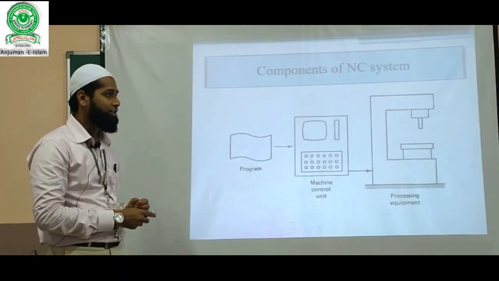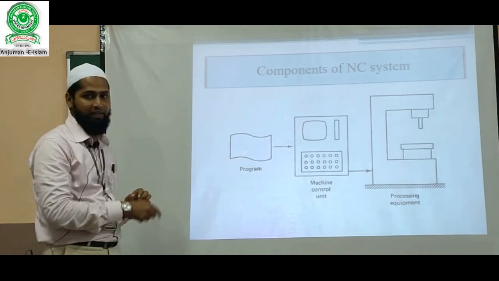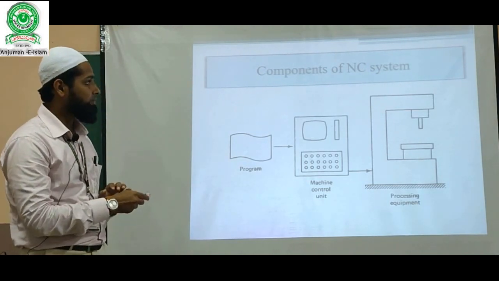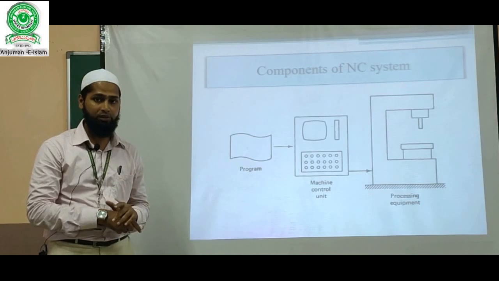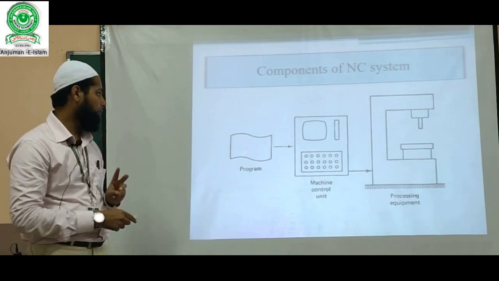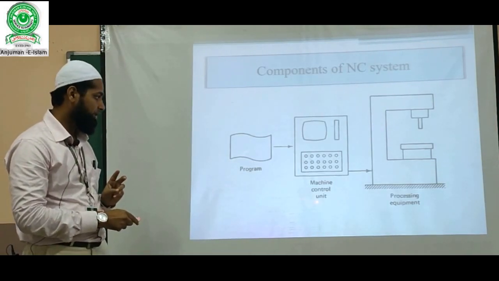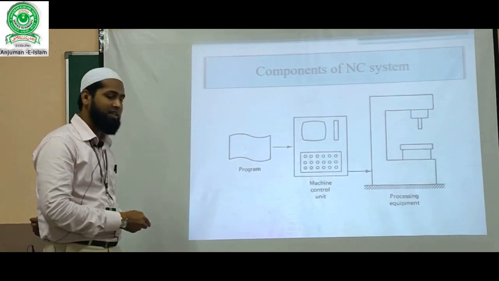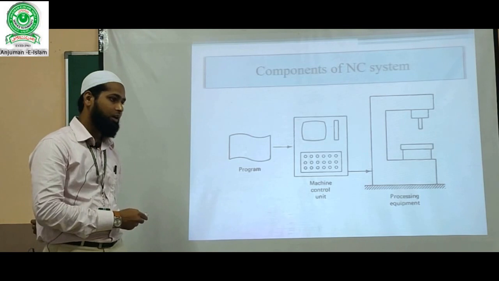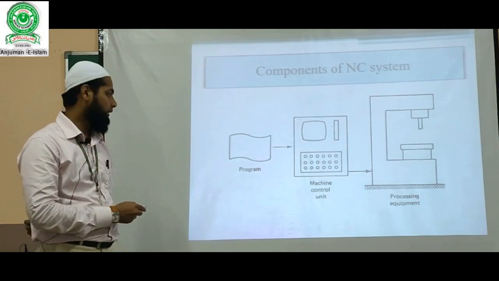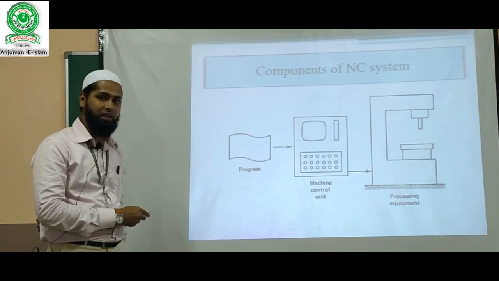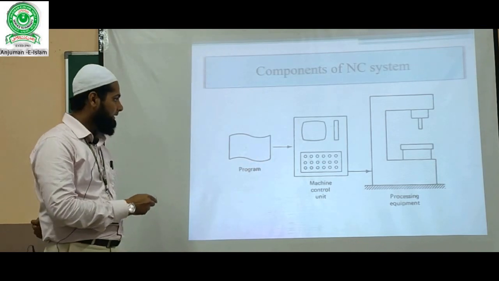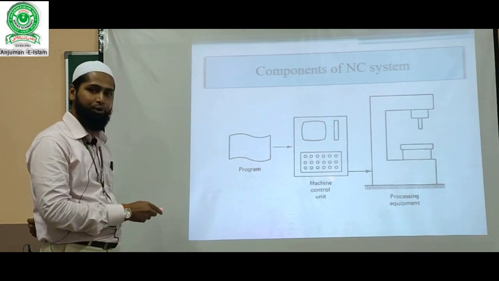Next is components of NC system. NC means numerical control system. Here it consists of three components: program, machine control unit, and processing equipment. The program is written by a part programmer in a medium such as punched tape, in coded form. Then it is interpreted by the machine control unit system.